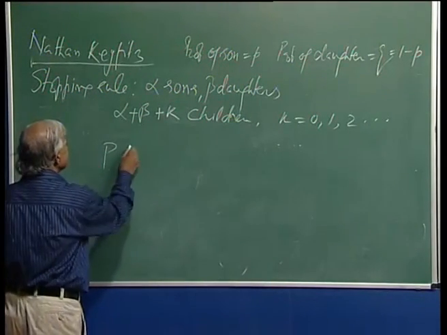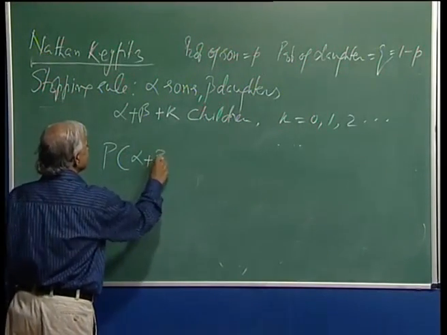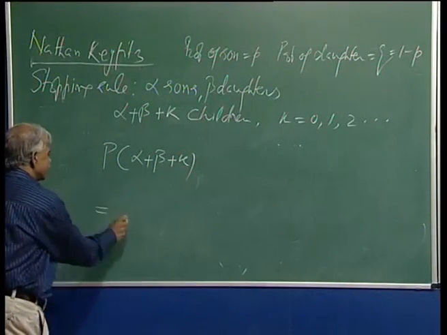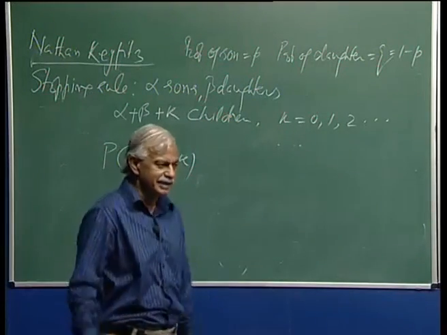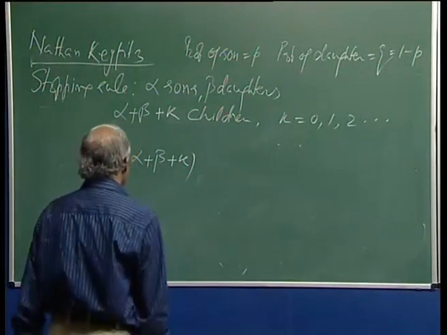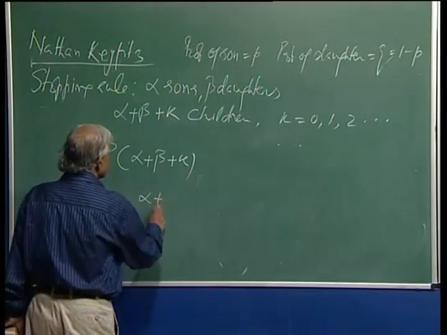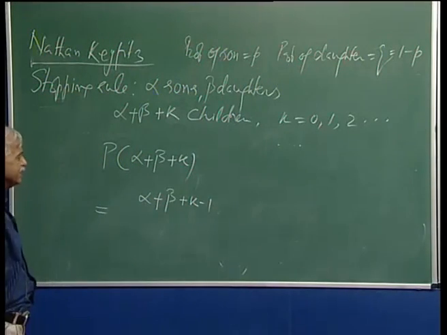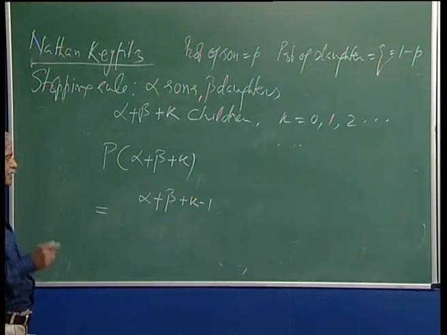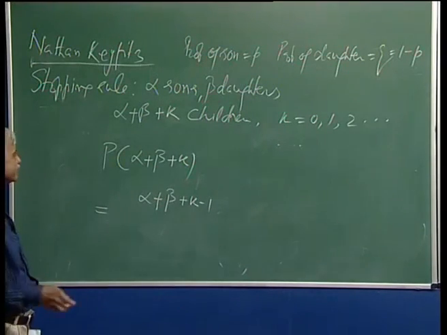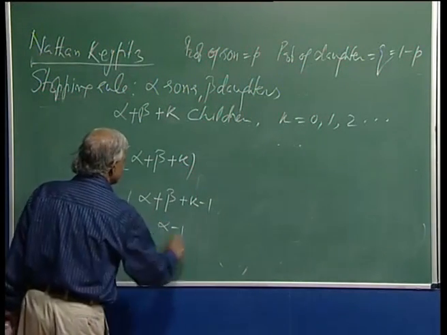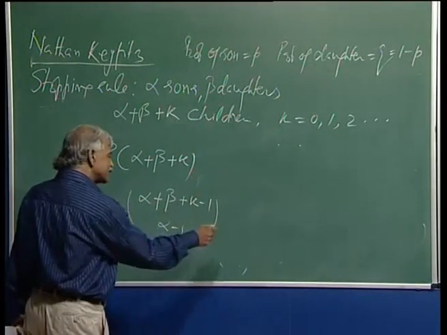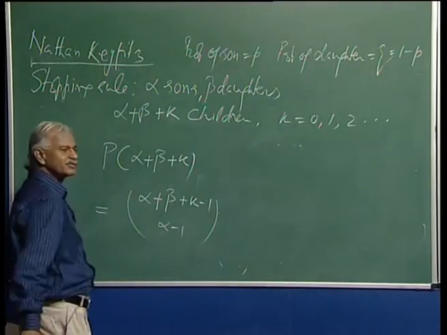So, the probability of producing alpha plus beta plus k children. Now, this time there are two types of couples, either the couple is waiting for a son or the couple is waiting for a daughter. That means, out of alpha plus beta plus k minus 1, if they are waiting for a son, that means they have one son less than their target, alpha minus 1. In which order, that is not important. Out of the first alpha plus beta plus k minus 1 children, they have alpha minus 1 sons.